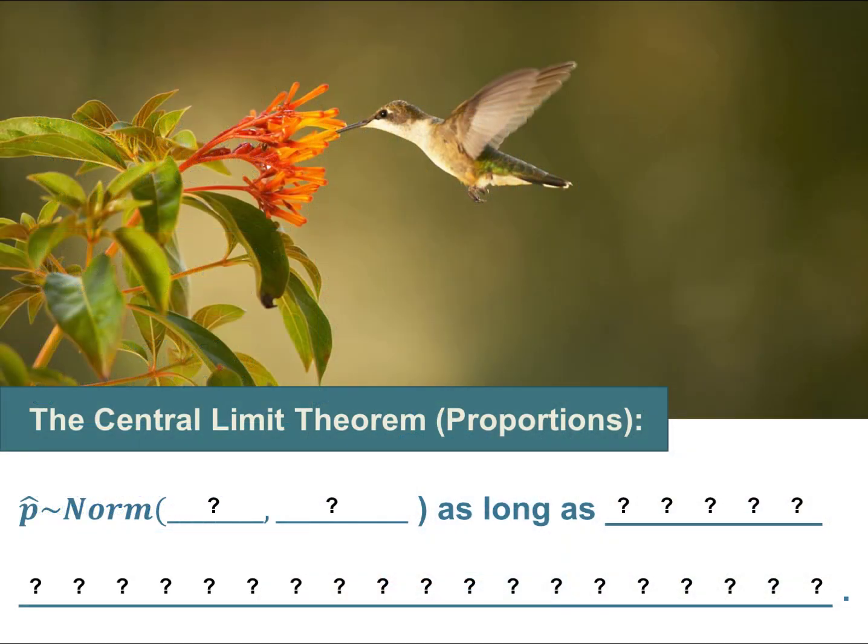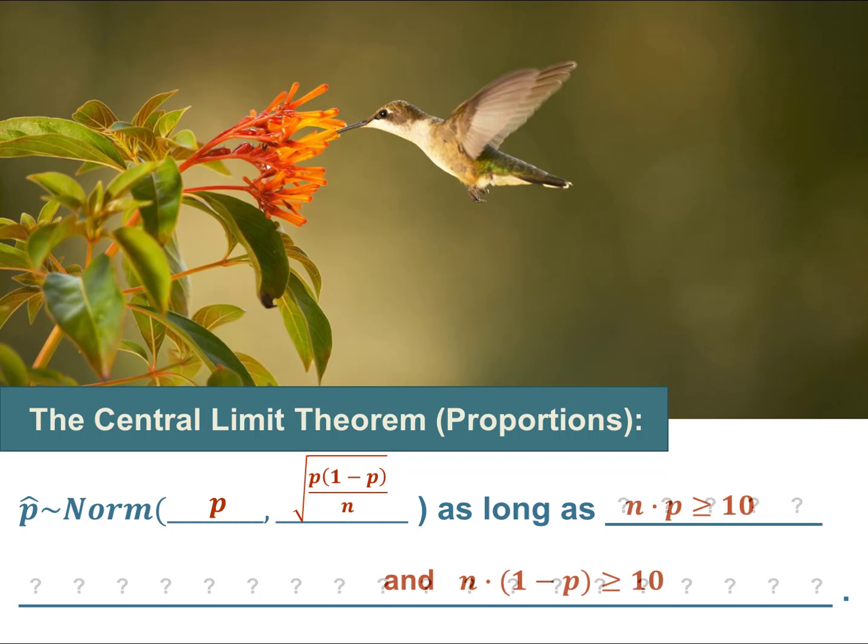I'm going to skip over the details and just fill in the missing pieces. The mean of the sampling distribution for p hat is p, the population proportion. The standard deviation is given by a little bit of a complicated formula. It's the square root of p times the quantity 1 minus p over n. Now the conditions that must be true in order for p hat to be approximately normal are that n times p must be greater than or equal to 10 and n times 1 minus p must be greater than or equal to 10. So let me just say a word here about these.